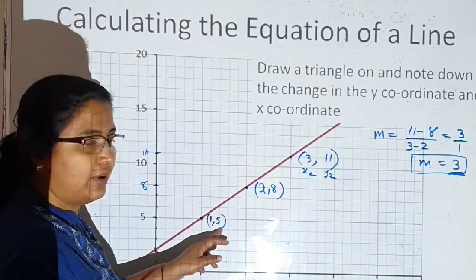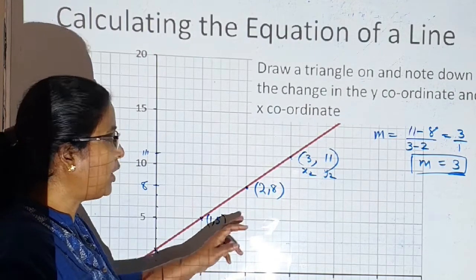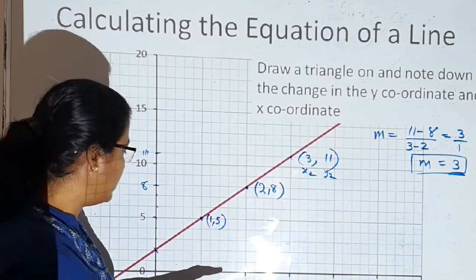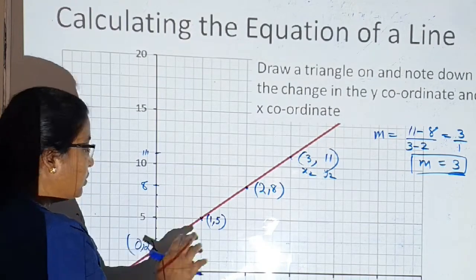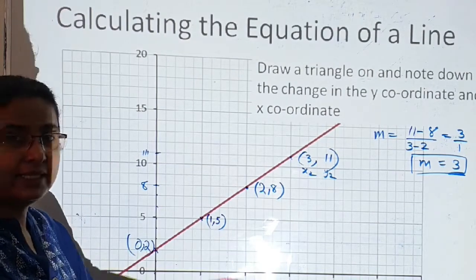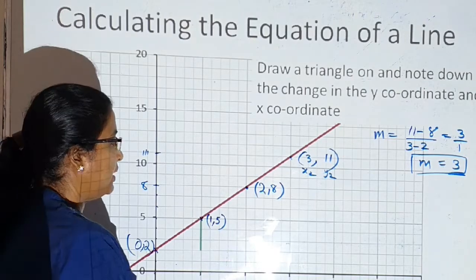2, 8 and 1, 5. If you use these 2 points, you will get the same gradient as if you use this point and this point, 0, 2. You must get the same gradient. Then you can work it out.